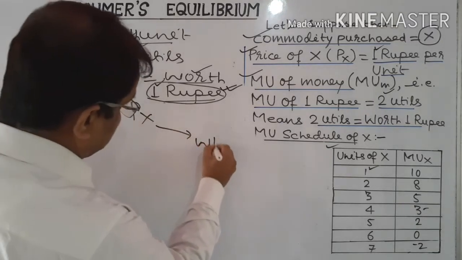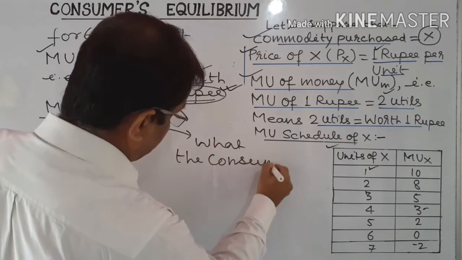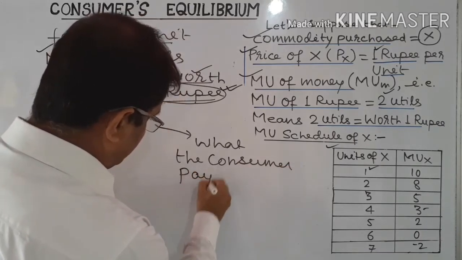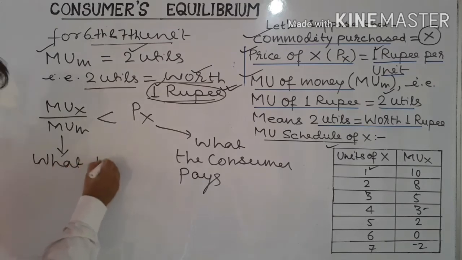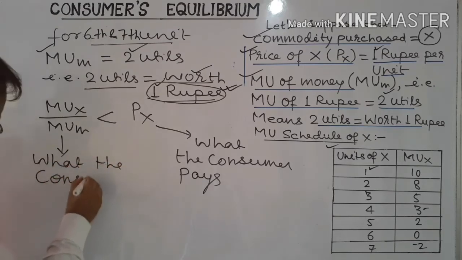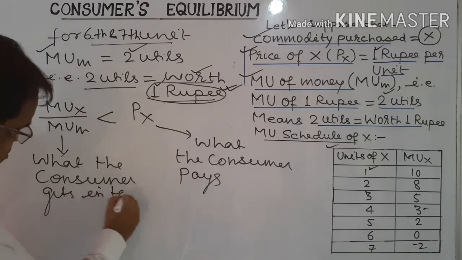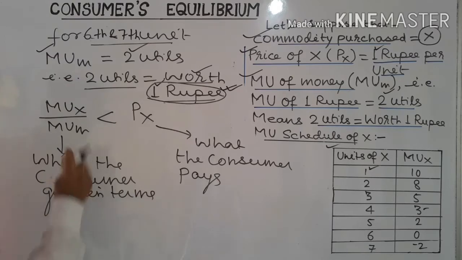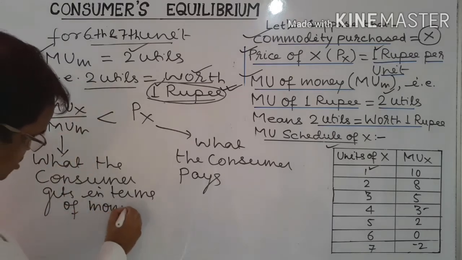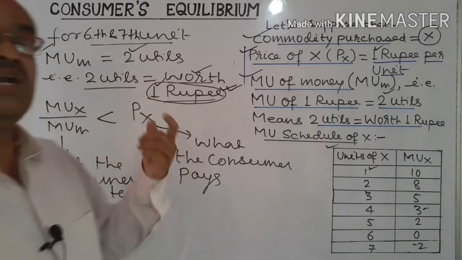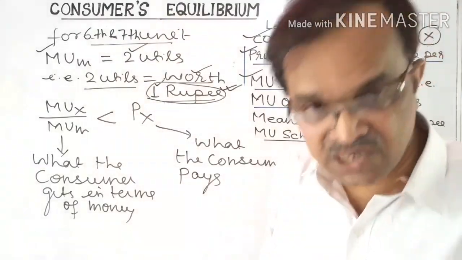Means what the consumer pays. How much does the consumer pay? That is 1 rupee. And this is what the consumer gets in terms of money, that is less than the price paid. What the consumer gets is expressed in terms of money by getting the ratio of the marginal utility and the marginal utility of money. Now in this situation, the consumer would never consume the 6th and 7th unit.